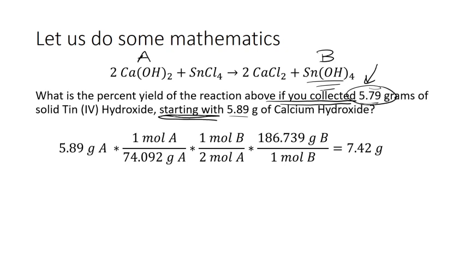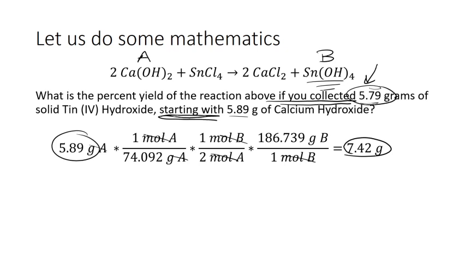So we're going to do our stoichiometry. We've got our starting amount of our calcium hydroxide. We're canceling grams with molecular mass. We have our mole ratio in the middle, and then we convert back to grams at the end. And we find that theoretically, we could have made 7.42 grams of our tin 4 hydroxide.